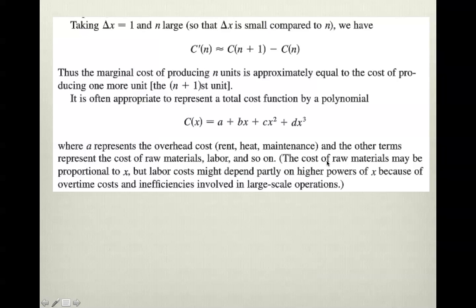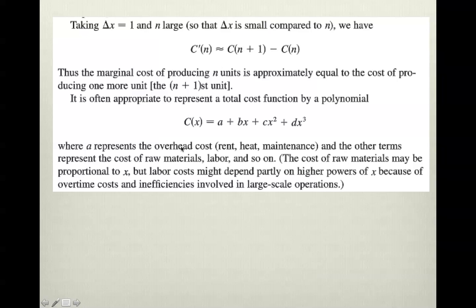Now, taking change in x equals 1 and n large, so that change in x is small compared to n, we have this as follows. Thus, the marginal cost of producing n units is approximately equal to the cost of producing one more unit. It is often appropriate to represent a total cost function by a polynomial. Here, a represents the overhead cost, and the other terms represent the cost of raw material, labor, and so on.